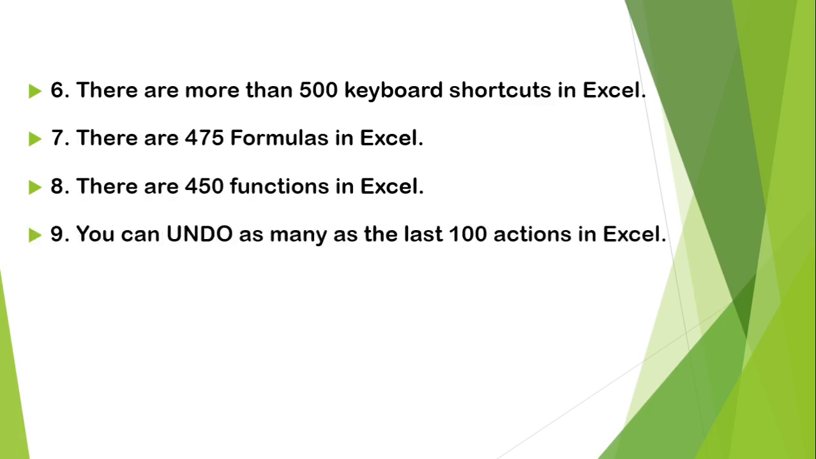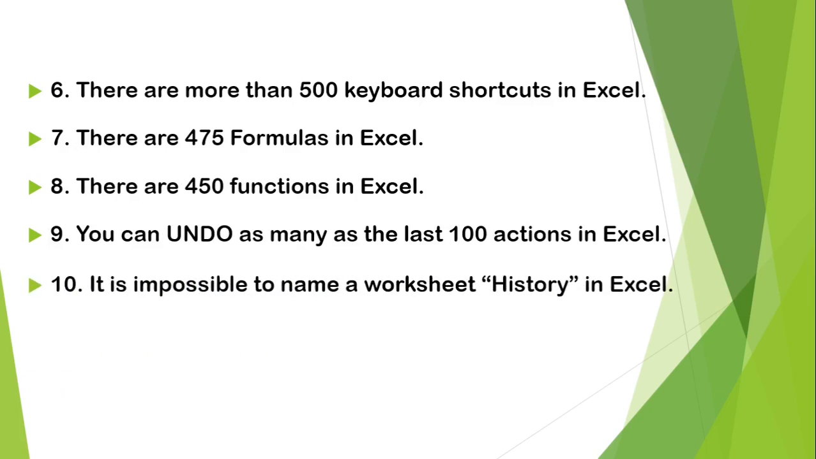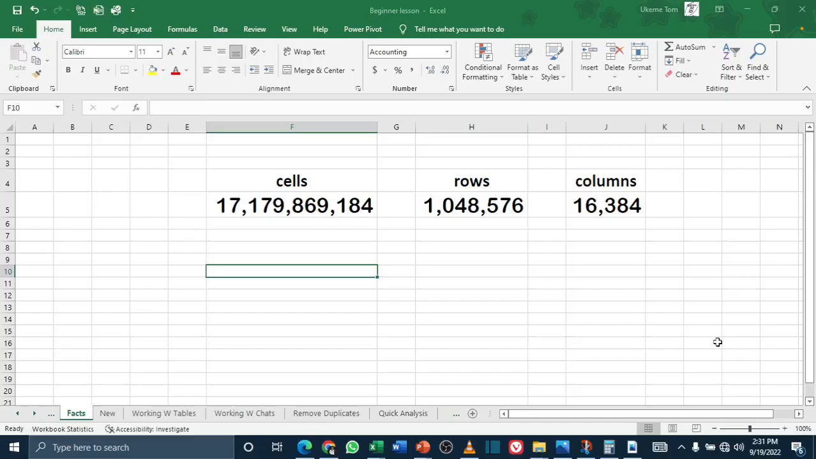You can undo as many as the last 100 actions performed in Microsoft Excel, and it is impossible to rename a worksheet history in Microsoft Excel. Now let's check out how that fact goes. Now we are here to verify the facts.